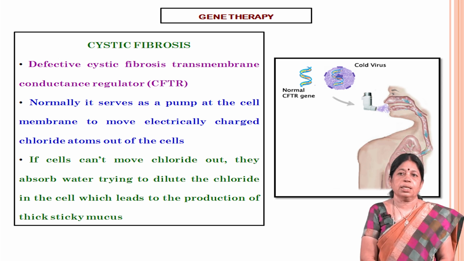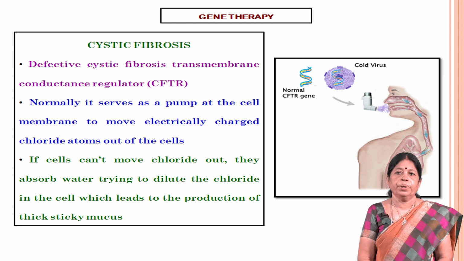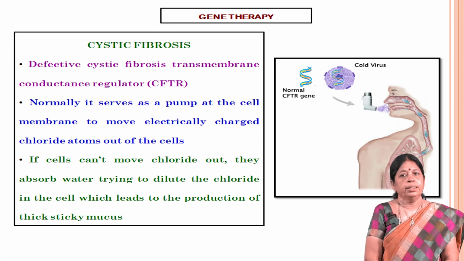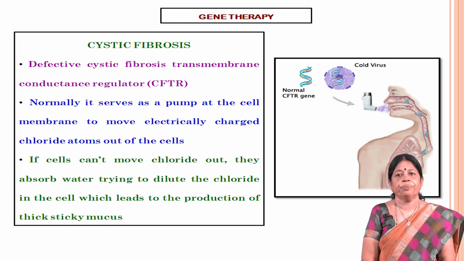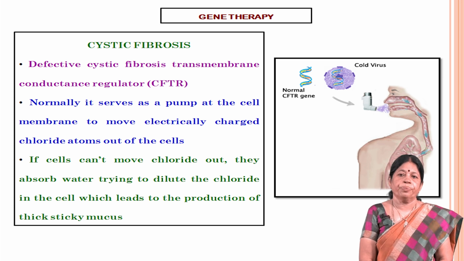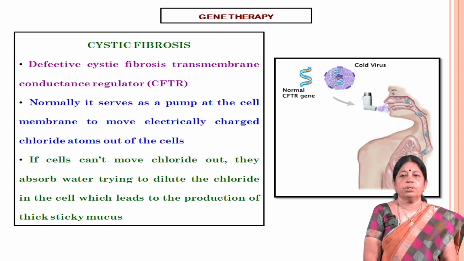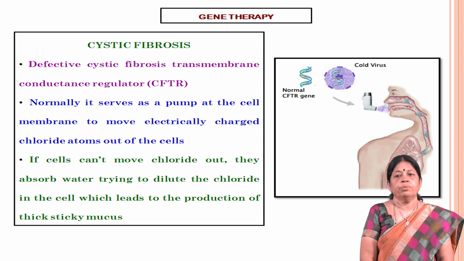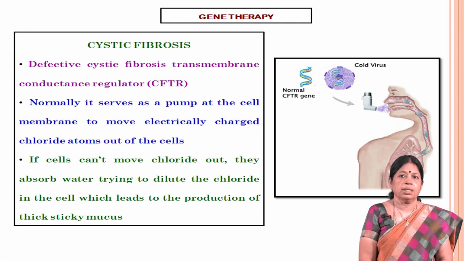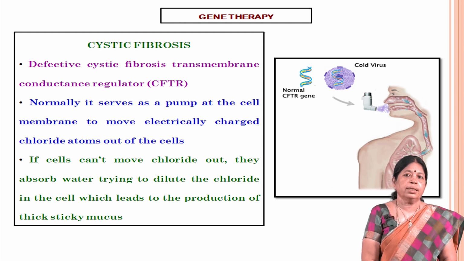Defective cystic fibrosis transmembrane conductance regulators are produced. Normally, it serves as a pump at the cell membrane to move electrically charged chloride atoms out of the cell. If cells cannot move chloride out, they absorb water, trying to dilute the chloride in the cell, which leads to the production of sticky mucus in our body. So this cystic fibrosis can be treated or remedied by gene therapy.